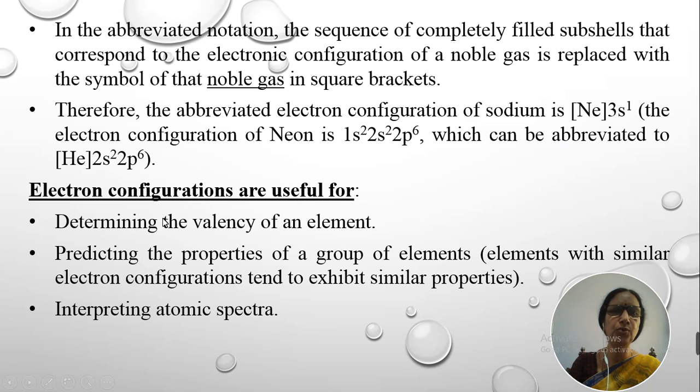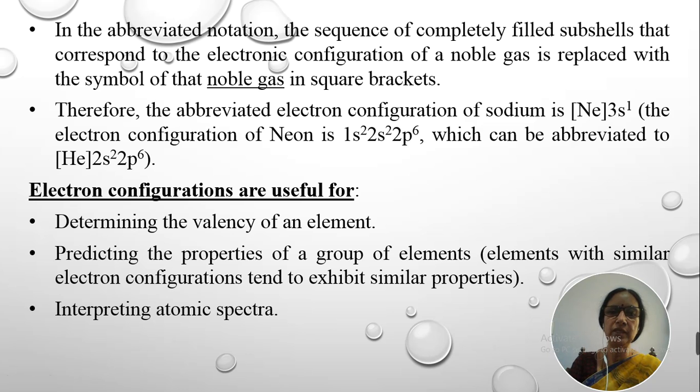What is the use of writing this electronic configuration? The electronic configurations are useful in determining the valency of an element, that is, how many electrons are present in the outermost orbit. If you know the valency of an element, we can predict which group the element belongs to, because 7 groups are there in the periodic table. The group an element comes under can be decided just by looking into its valence electrons.